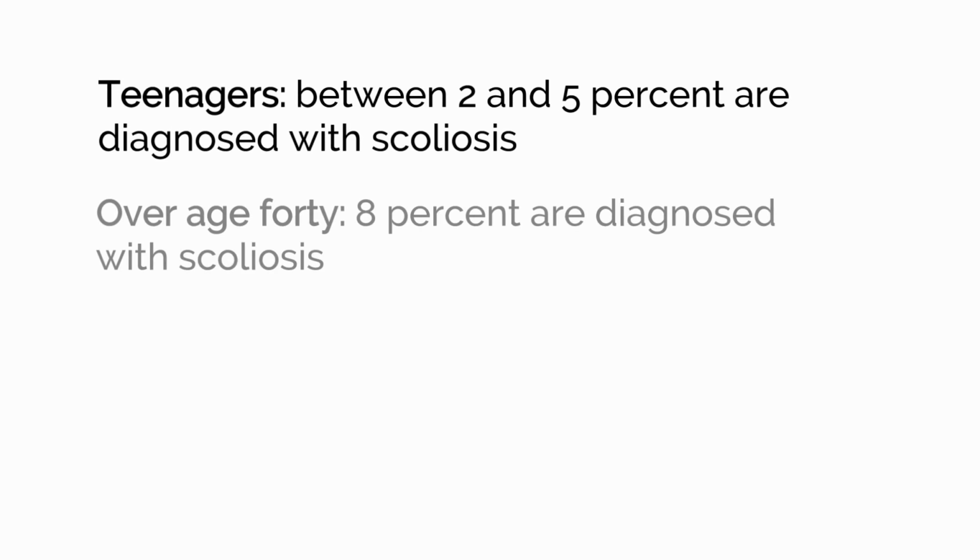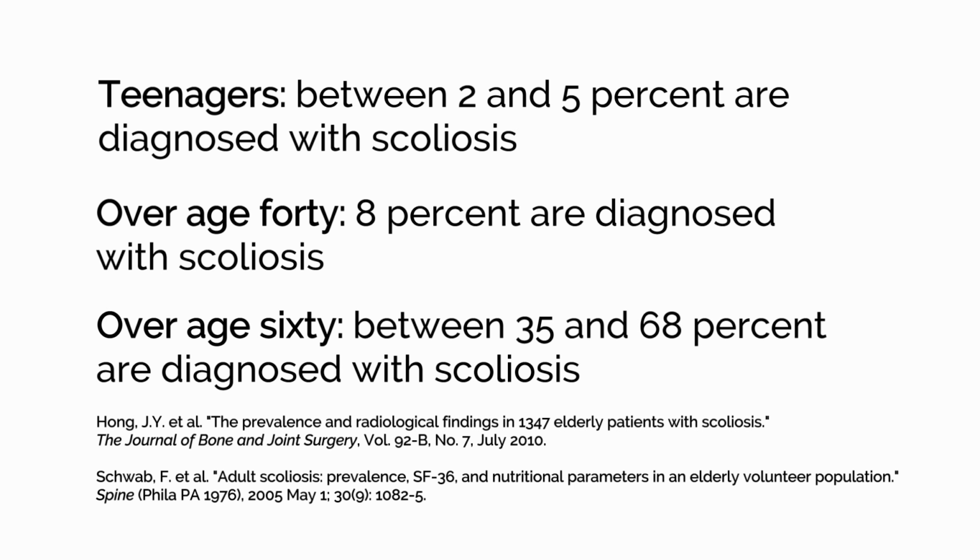Between 2 and 5% of teenagers are diagnosed with scoliosis. By age 40, that percentage goes up to 8%. Then by the time we get to age 60, somewhere between 35 and 68% of adults meet the criteria for scoliosis. That's a huge increase, and it's a strong indicator that our habitual muscular patterns, which get more pronounced as we age, play a role in developing scoliosis.